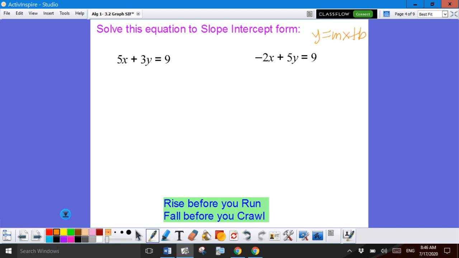Remember, you're solving for y equals mx plus b, and we want the m to be a fraction, and b can be a decimal if need be. But go ahead and solve these for y as a quick review. So hit pause.